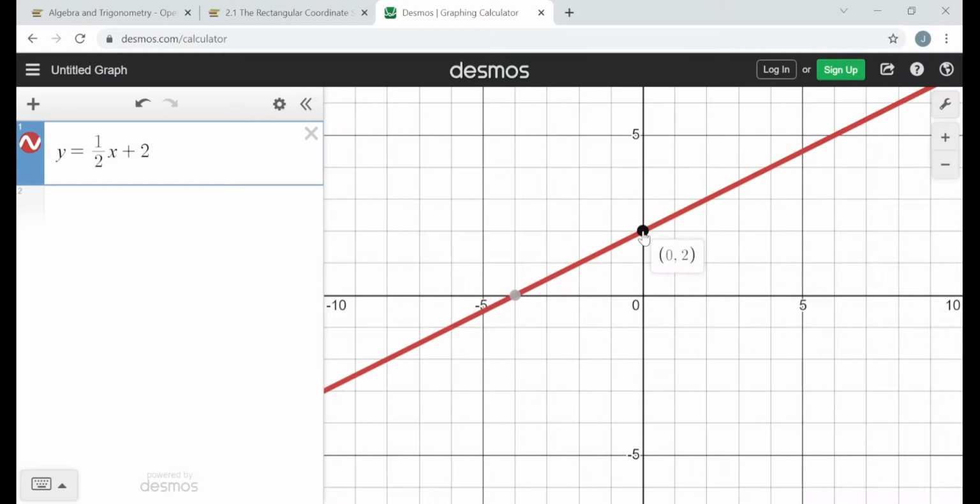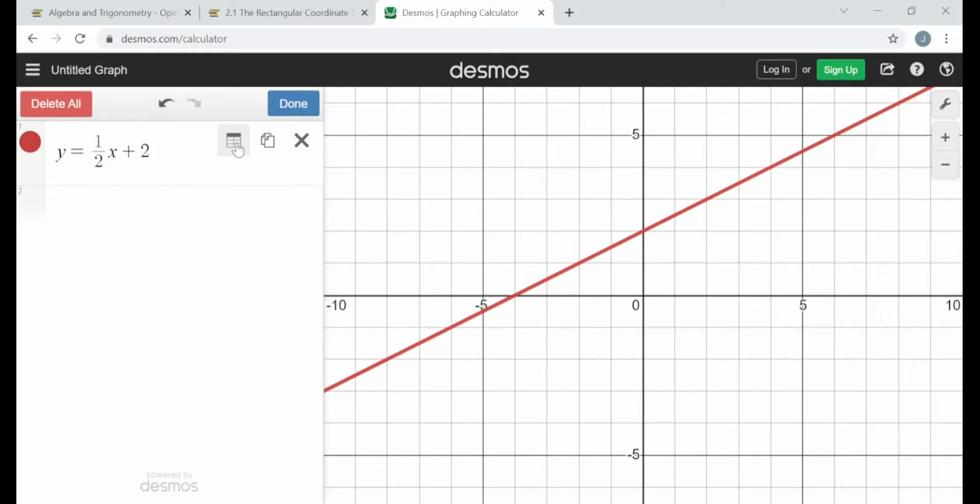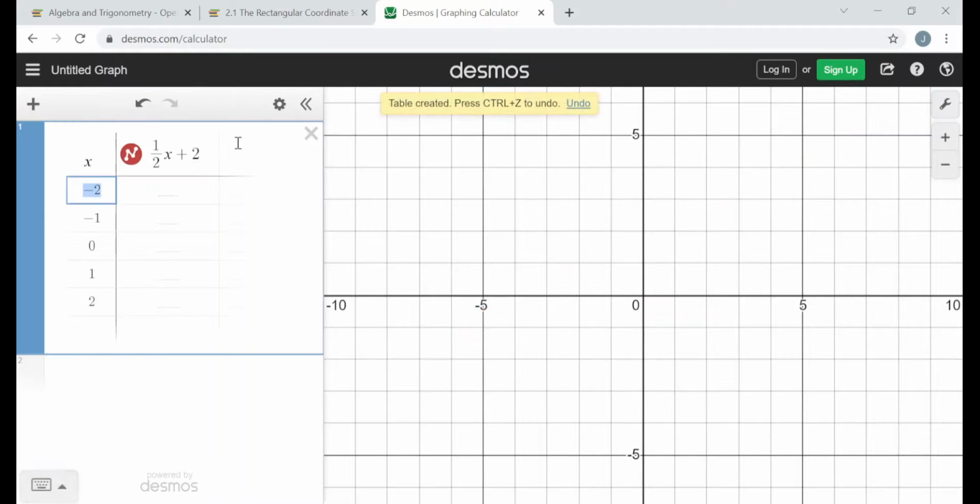Here's the point (0, 2). Here's the point (-4, 0). Now I didn't plug in -4, but it would be on there. If you were to plug in -4 for x, you'd get 0 for y. And let's see those other points. So what I'm going to do is go to this little cog here and add a table. And let me show you those same points that I plotted on my paper.